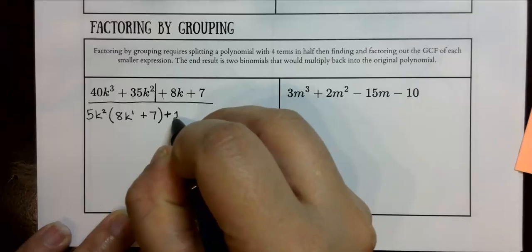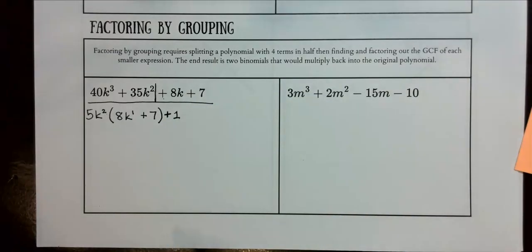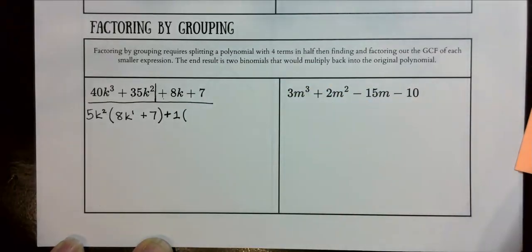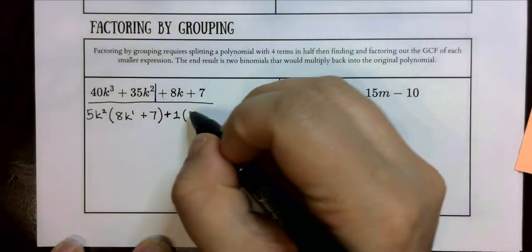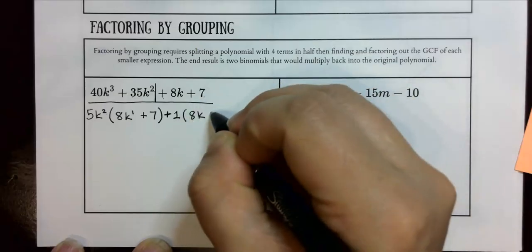So I'm going to put a 1. And then notice that they both don't have K. So that means that I'm just dividing by 1, which means it's going to stay the same, because 8 divided by 1 is still 8. Bring down the K. 7 divided by 1 is still 7.